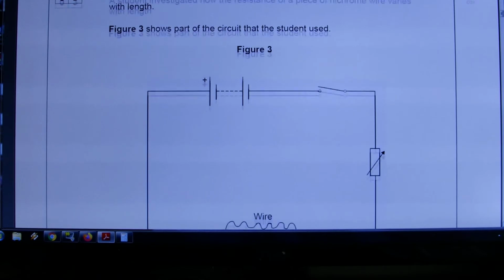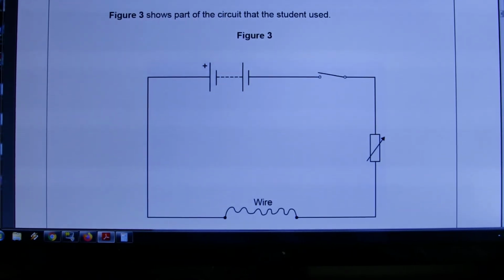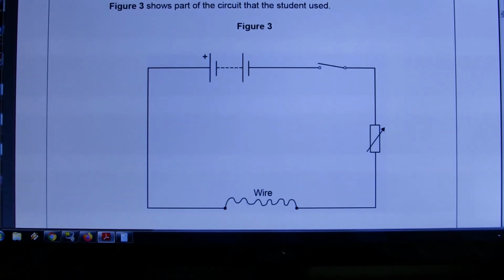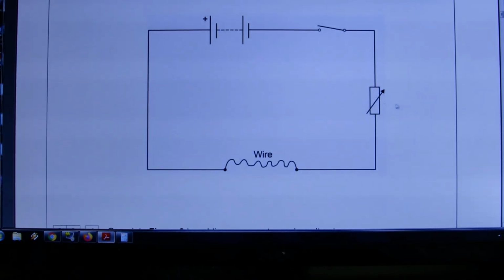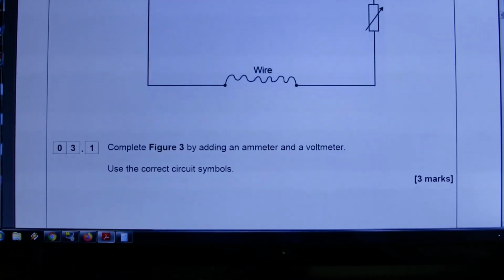A student investigated how the resistance of a piece of nickel-chrome alloy wire varies with length. What do we have here? We have a variable resistor, I believe, a switch, a battery, and a wire. Part of a circuit? That's a whole circuit. Also, there's something missing here. This should be an ammeter. But it looks like a variable resistor to me.